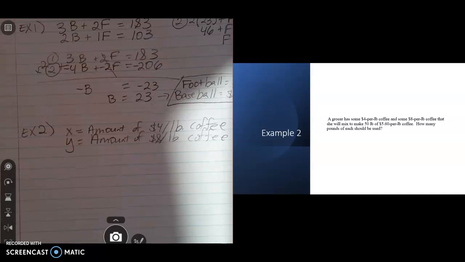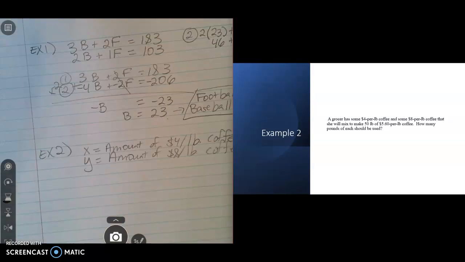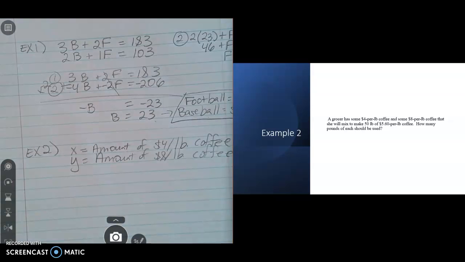I'm getting some sun on my paper, so I'm going to scoot over a little bit here and see if that helps a little bit. Yep, that's a little bit better.